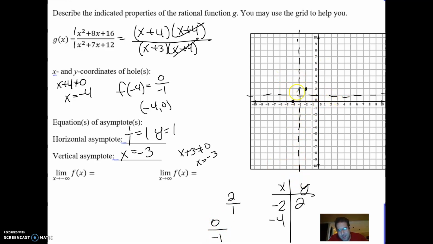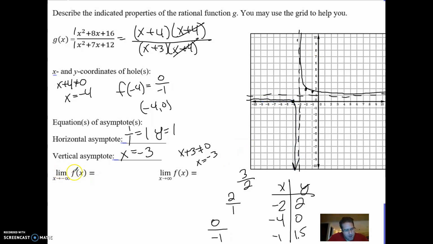I could keep going. Put -1 in. -1 plus 4 makes 3. -1 plus 3 makes 2, so that's 1.5. All right, so (-1, 1.5) would be about right there. So it looks like we have our rational function looking like this.